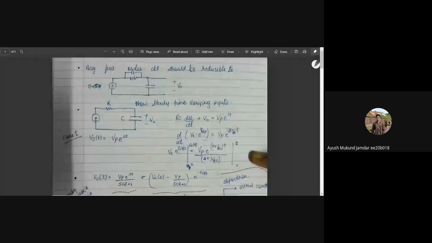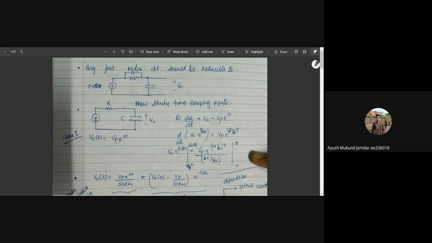So, just taking the simple RC circuit, RC in series with a source. Just that this time the source is time varying, that is Vs of t is Vp exponential st. So what will happen? Starting with the differential equation only. That is RC times dVc by dt plus Vc gives Vp exponential st.